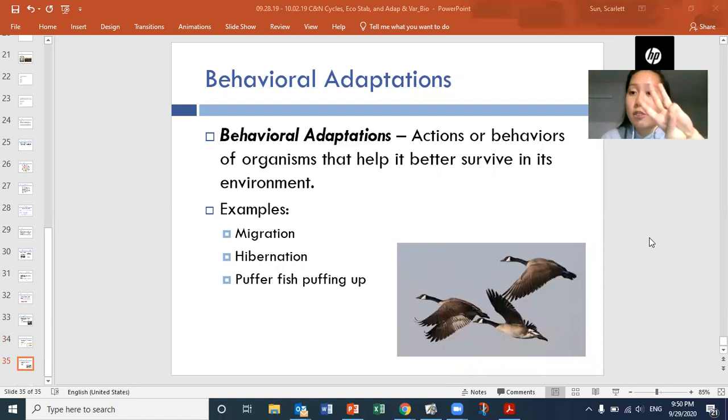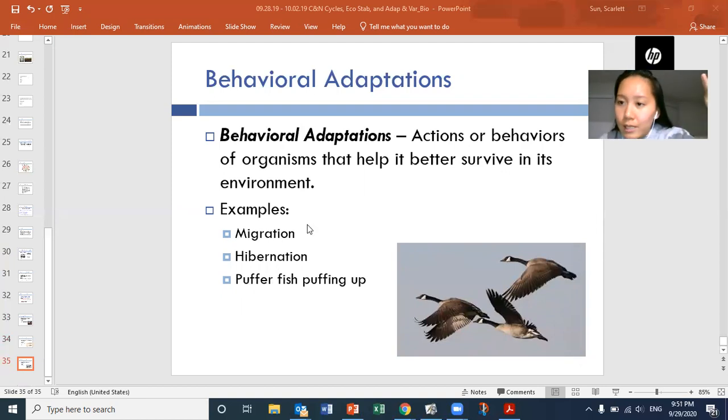Behavioral adaptations are the third kind of adaptation that we're going to talk about. So behavioral adaptations are actions or behaviors of an organism that help it better survive in its environment. So these are actions, so they're not going to be confused with the other ones, because a behavior is something you do, right? Anatomy is something you're born with, and then physiology is something that is physical but reversible. So behavioral adaptations, for example, are like migration.